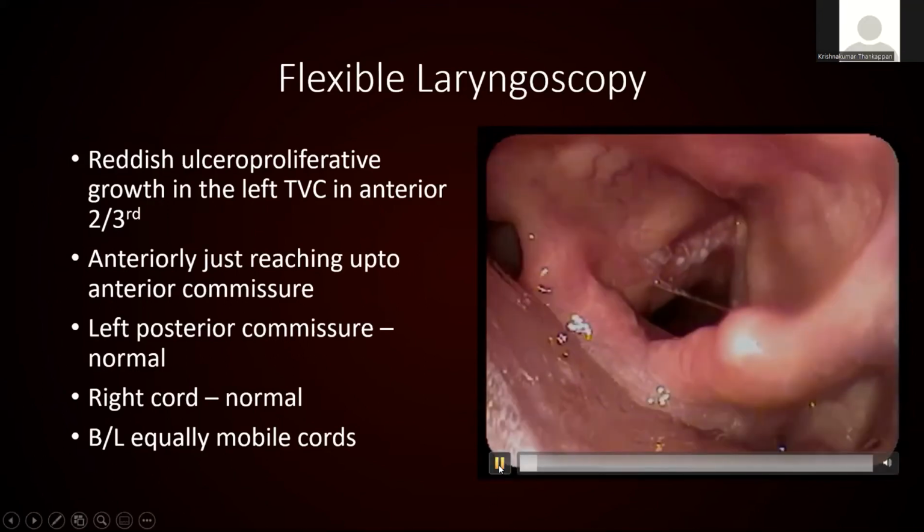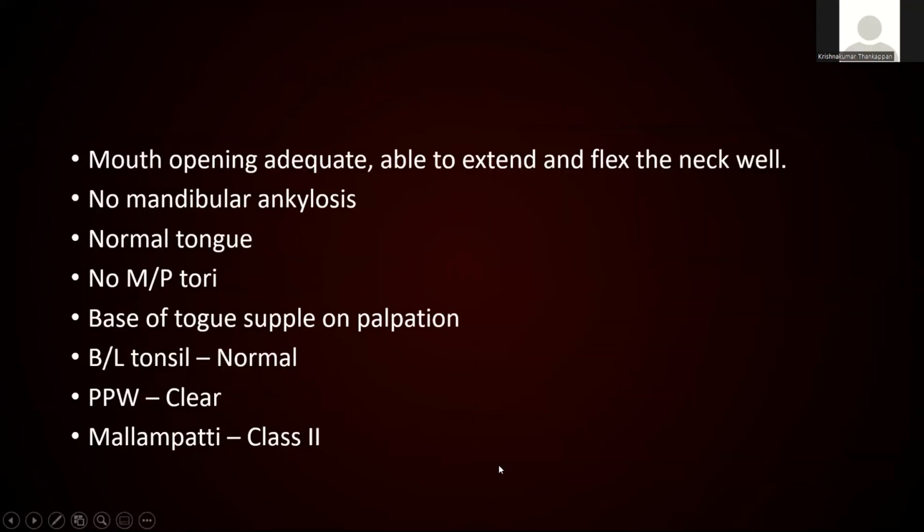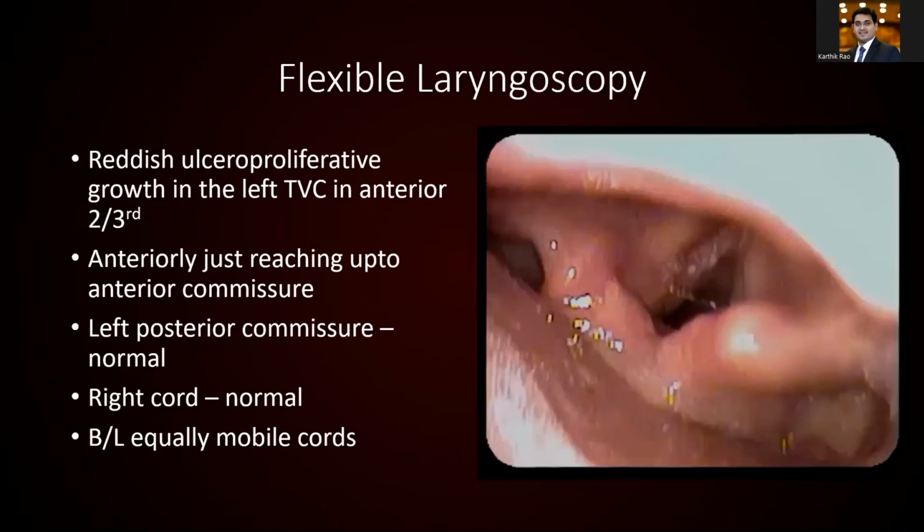Karthik, why did you think of telling us the Mallampati class in this patient? Sir, basically I wanted to see the exposure of this patient. Considering this to be a vocal cord pathology, I wanted to know what my difficulty would be in doing a direct laryngoscopy in this particular patient. So that's why I have written Mallampati also. Okay, all right, good. Go ahead. Can I move on to flexible laryngoscopy, sir?